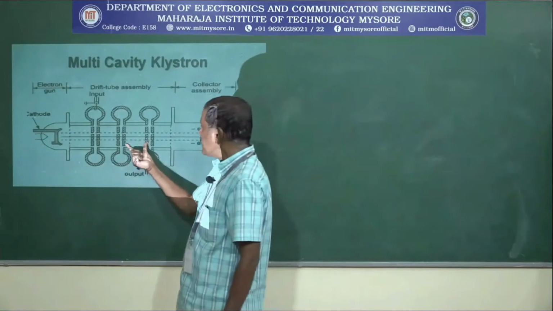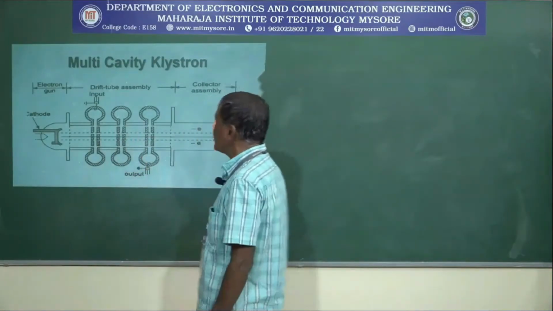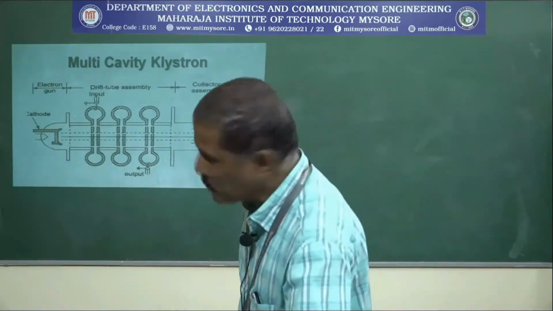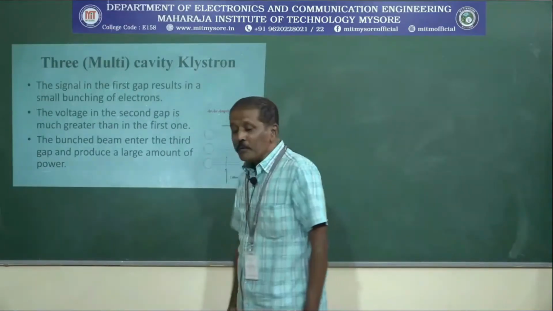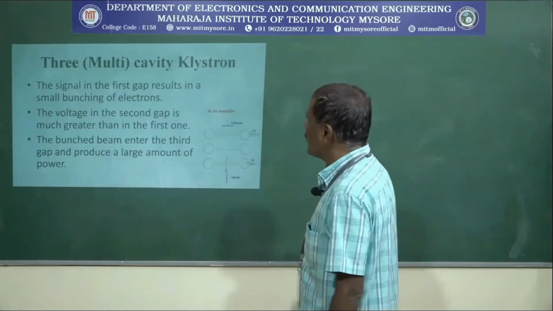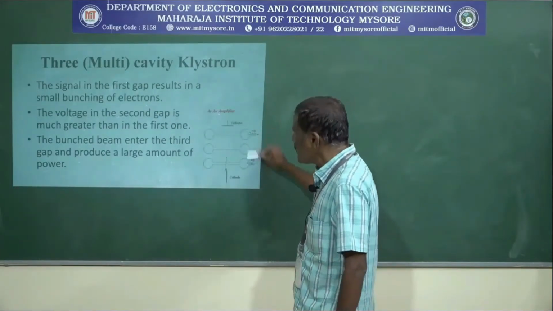This is the drift space between these two cavities, and this is the drift space between these two cavities. Now let us see how this multi-cavity klystron works. For simple understanding, let us consider a three cavity klystron. Here the three cavities have been shown.